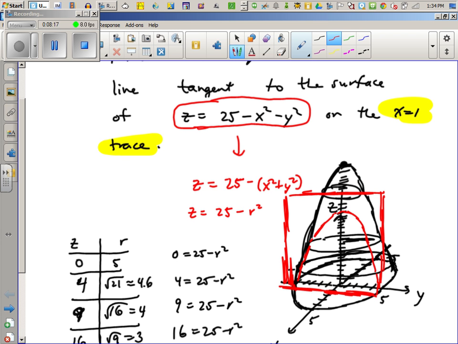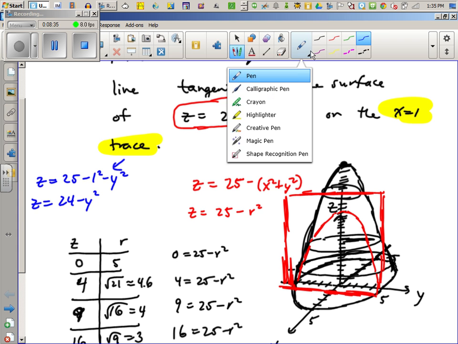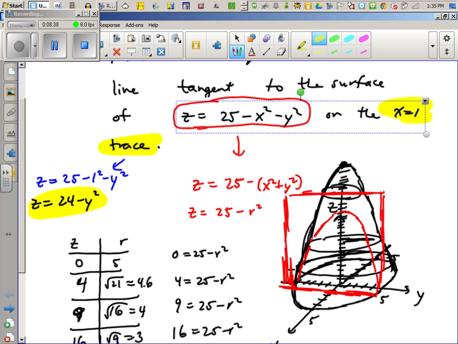Well, let's plug in 1 for x. If I plug in 1 for x, what do I get? z equals 25 minus 1 minus y squared. z is 24 minus y squared. What kind of shape has one variable squared and one variable not squared? A parabola. Right. So evidently this edge here, which I found just by making x equal 1, this red thing, must be a parabola. You can tell from its equation.